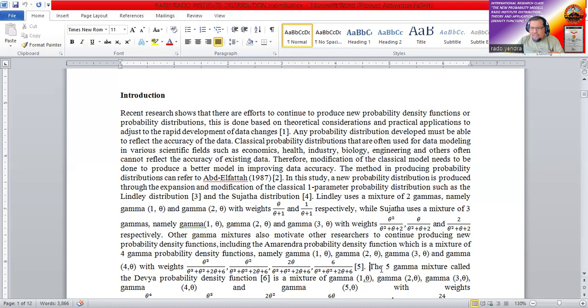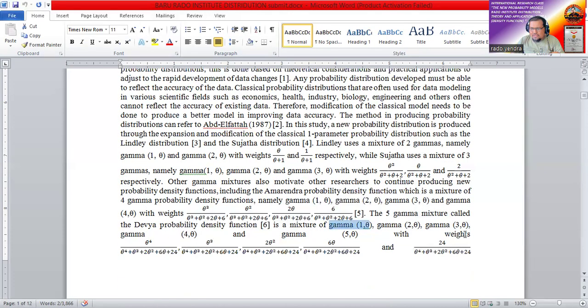And then the Devya distribution is the mixture of five gammas: gamma 1 theta, gamma 2 theta, gamma 3 theta, gamma 4 theta, and gamma 5 theta, with the weights theta power 4 divided by theta power 4 plus theta power 3 plus 2 theta power 2 plus 6 theta plus 24, and so on until 24 divided by theta power 4 plus theta power 3 plus 2 theta power 2 plus 6 theta plus 24.